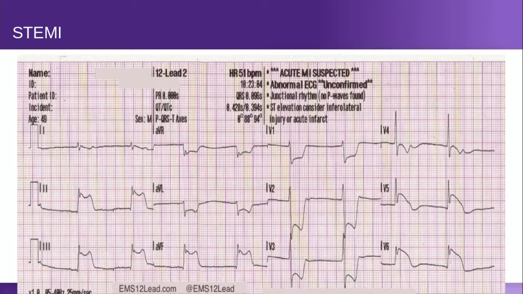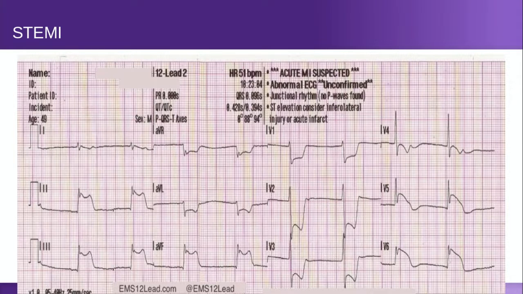Again, notice at the top that it says acute MI suspected. So even if you have no idea what any of these lines mean, if you ever get an EKG that says acute MI suspected, you probably should tell somebody and get some help. Okay, it also says ST elevation, consider inferiolateral injury or acute infarct. So it's telling you that there's some ST elevation here on this EKG on that right column there at the top.